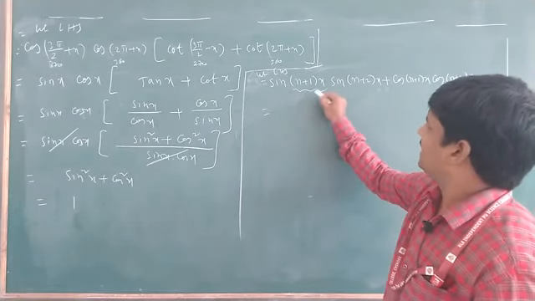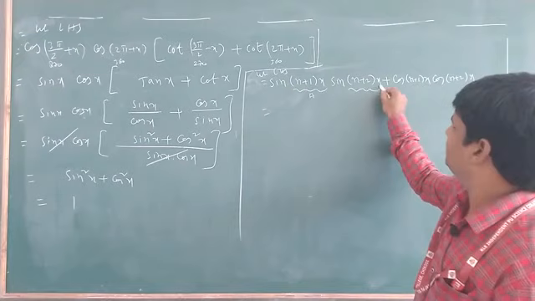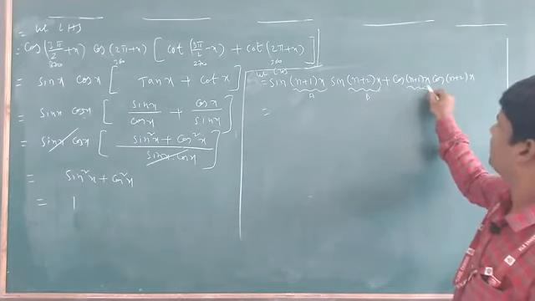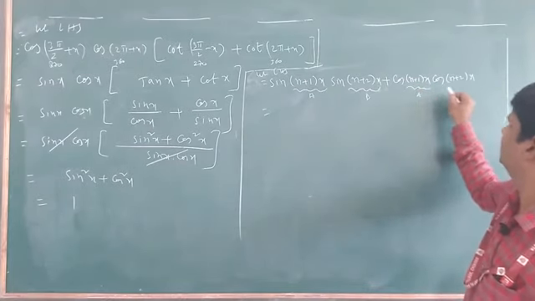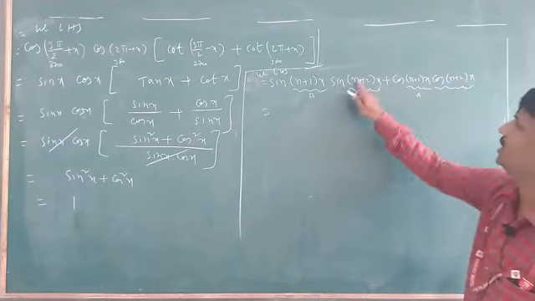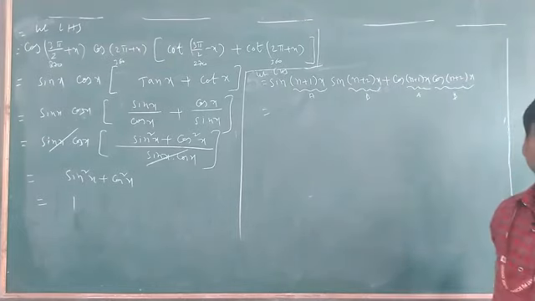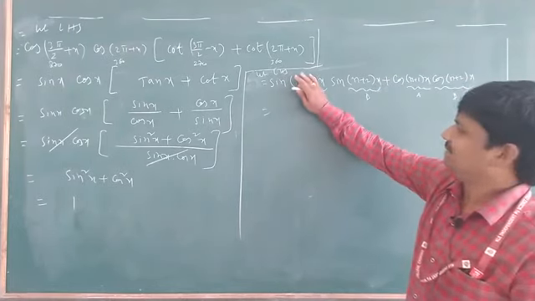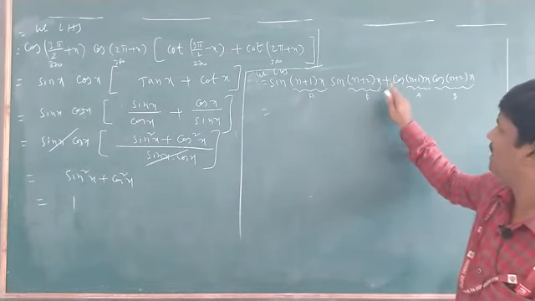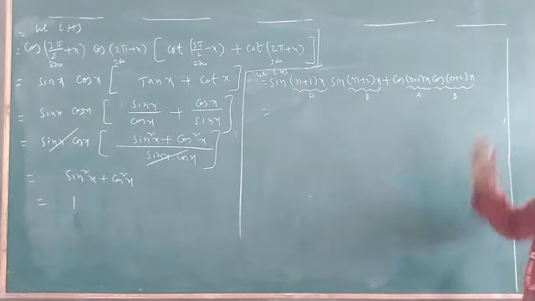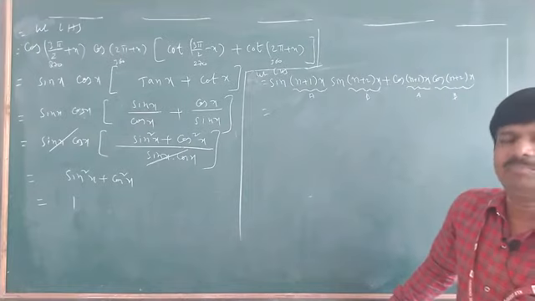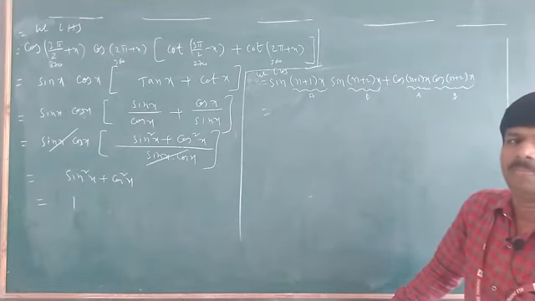This one I am taking as A. This one I am taking as B. This is (n plus 1) x. Here also the same, A only. It is also (n plus 2) x, B only. Just observe what it is: sin A sin B plus cos A cos B.